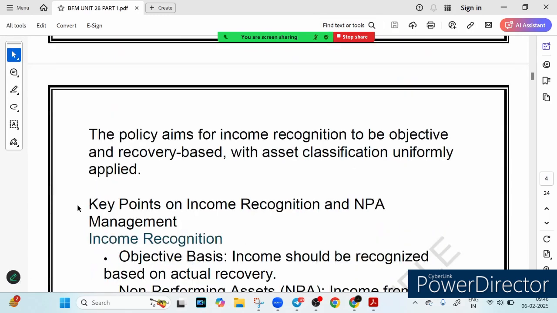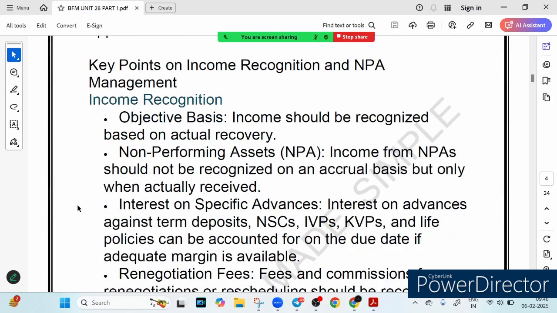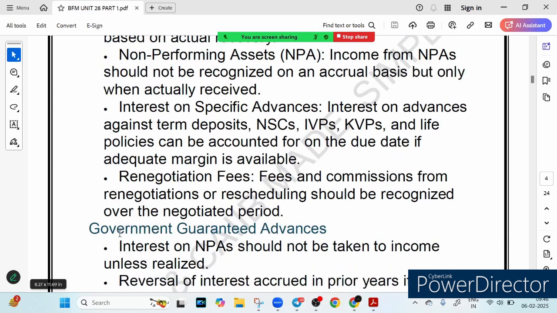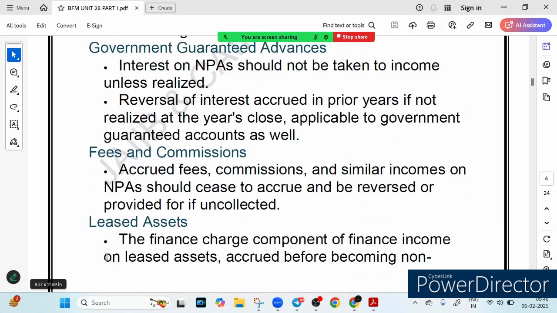Here you can see the key points on income recognition and NPA management. So let's start with this. I think this is a repeated part, no need to repeat it. Okay, so from here we will start, that is government guaranteed advance.